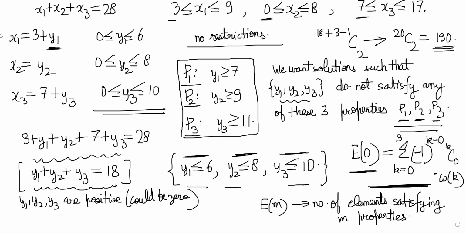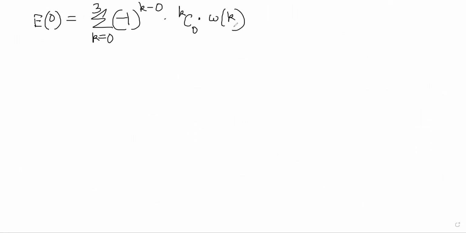So this is coming out to be E of 0 is the summation K goes from 0 to 3 of minus 1 to the power K into W of K, right? This is so that we count all the elements which don't satisfy either of the three properties.